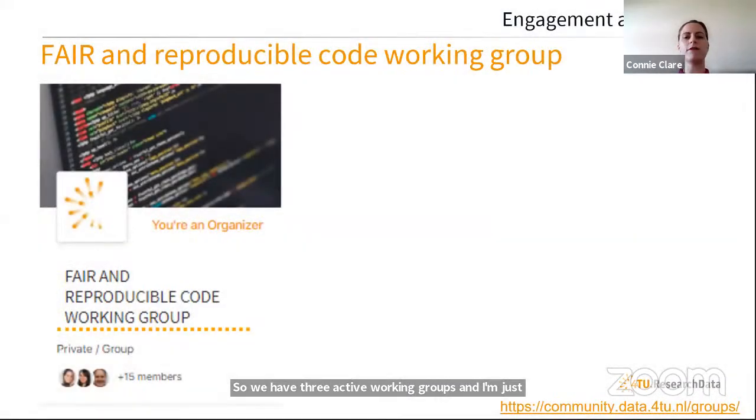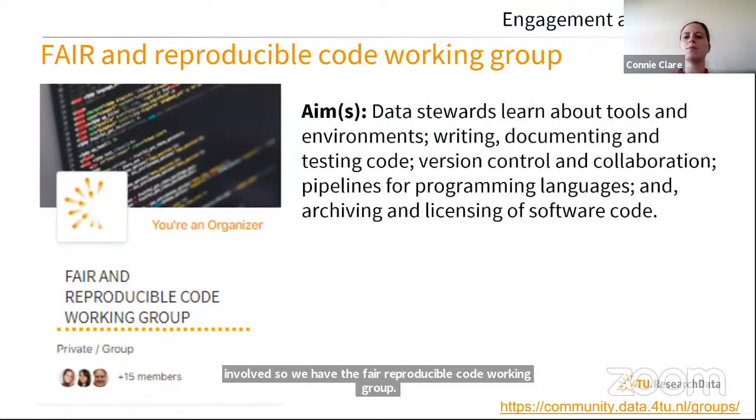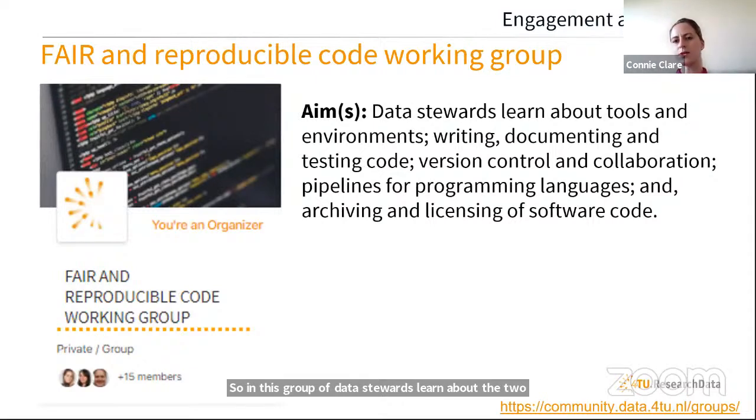and I'm just going to go into a bit more detail on what they involve. So we have the Fair and Reproducible Code Working Group. So in this group, the data stewards learn about the tools and environments that can be used to help researchers write, document, and test software code. We also talk about version control systems such as GitHub, how to collaborate on code and develop pipelines for different programming languages. And then we also talk about the appropriate licenses to share software and how to publish on 4TU research data.